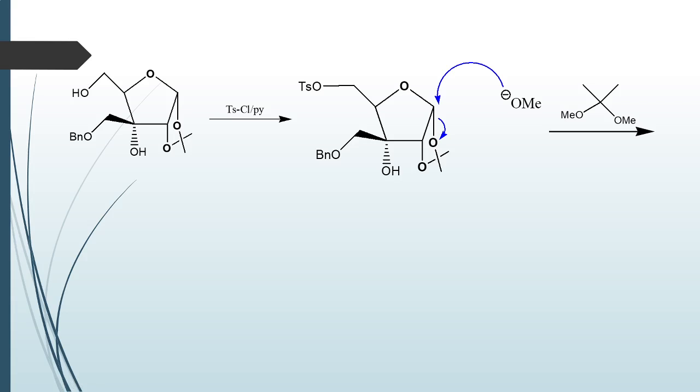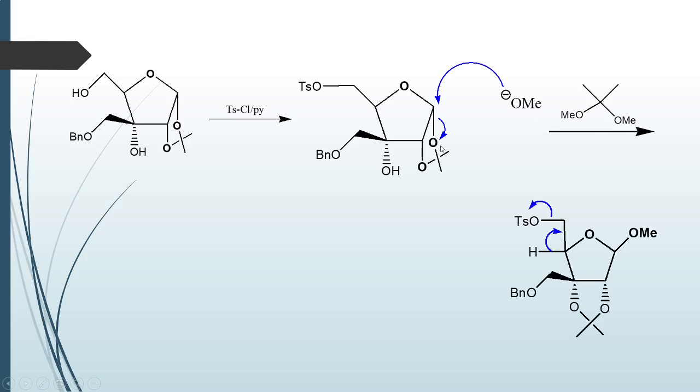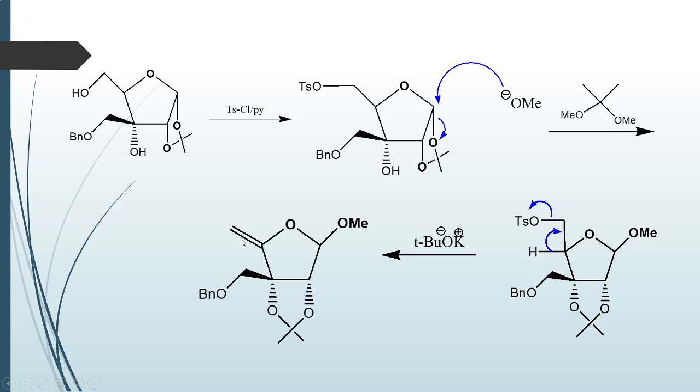Then by using 2,2-dimethoxypropane, this is the protecting group, there is a protection, and these two diols can be protected in this one step, and we got this protected diol. And in the next step, the base is used, the tertiary butoxide can abstract this proton, and there is a removal of this OTs molecule, and there is a formation of a double bond like this.